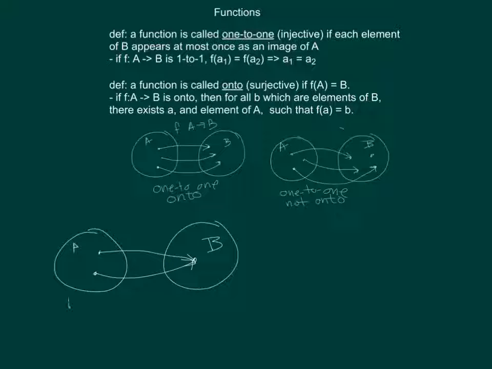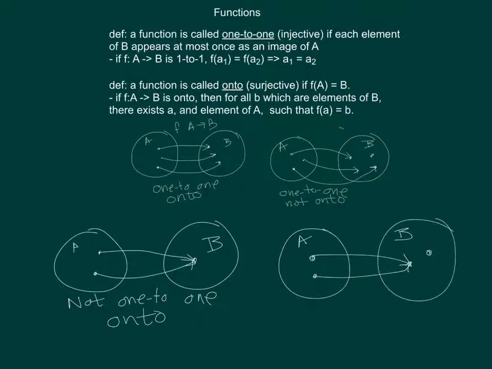So this is not one-to-one, but it is onto. And our last function here, it is not one-to-one because we have 2 different elements of A mapping to a single element of B, and it is not onto because we have this element here that is not mapped. So not one-to-one, and it's not onto.